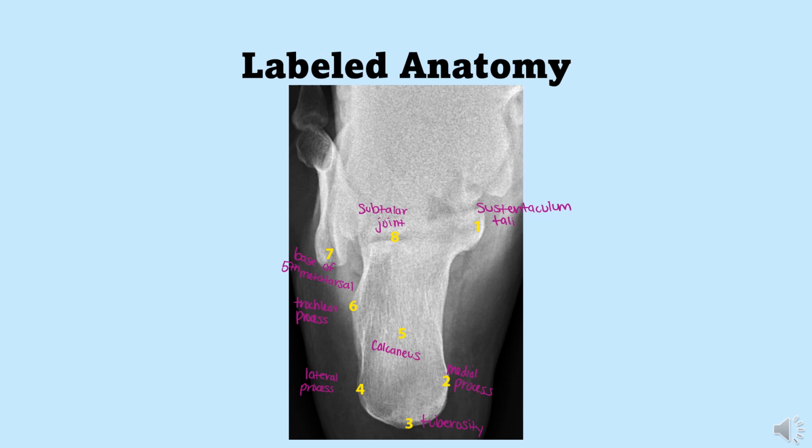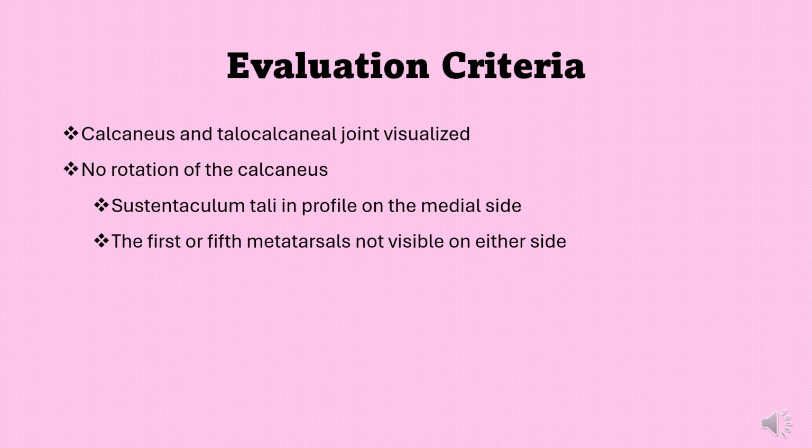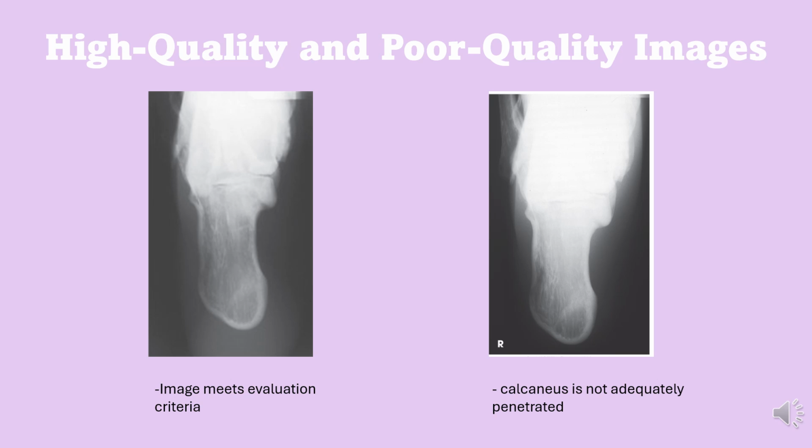The anatomy included on this projection is the base of the 5th metatarsal, trochlear process, lateral process, calcaneus, medial process, tuberosity, subtalar joint, and the sustentaculum tali. The evaluation criteria for this is the calcaneus and talocalcaneal joint is visualized and that there is no rotation of the calcaneus. The image on the left meets evaluation criteria, and the image on the right does not because the calcaneus is not adequately penetrated at all.